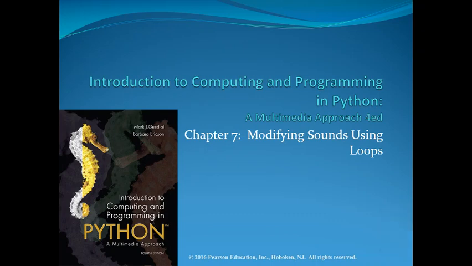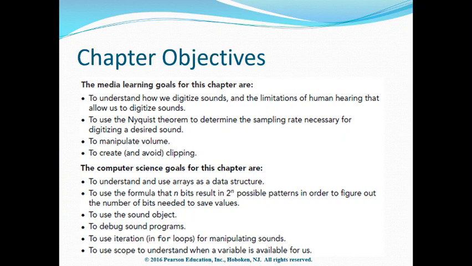Hey everyone, this is Introduction to Computing and Programming in Python: A Multimedia Approach, 4th edition, Chapter 7, Modifying Sounds Using Loops. The chapter objectives for Chapter 7 are to understand how we digitize sound and the limitations of human hearing that allow us to digitize sounds, to use the Nyquist theorem to determine the sampling rate necessary for digitizing a desired sound, and to manipulate volume, to create and avoid clipping.